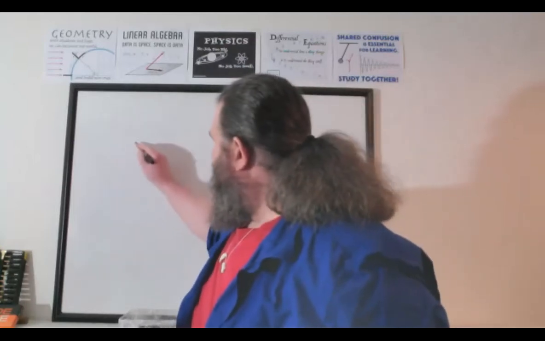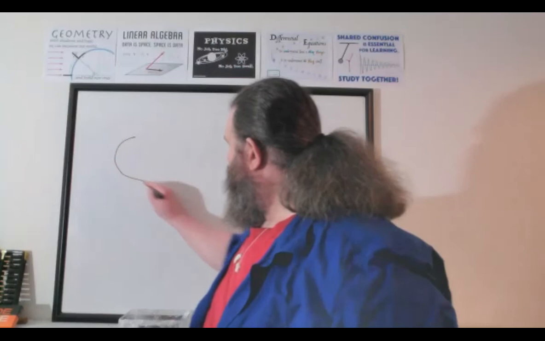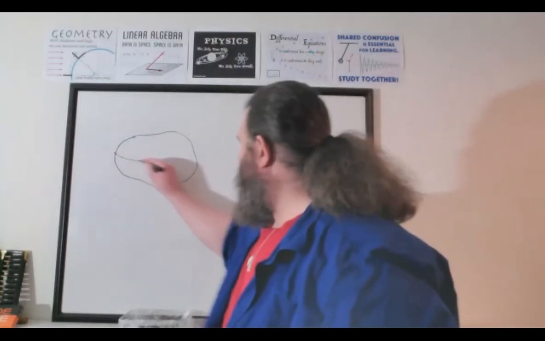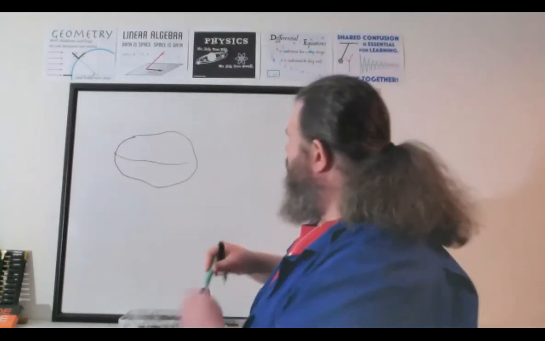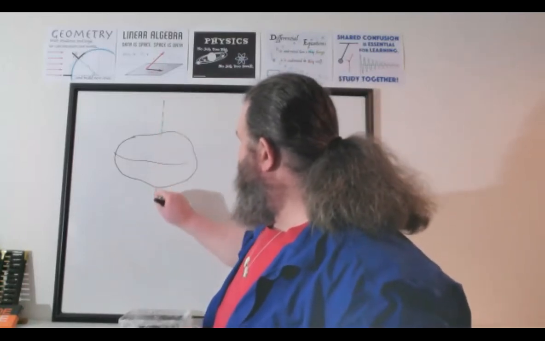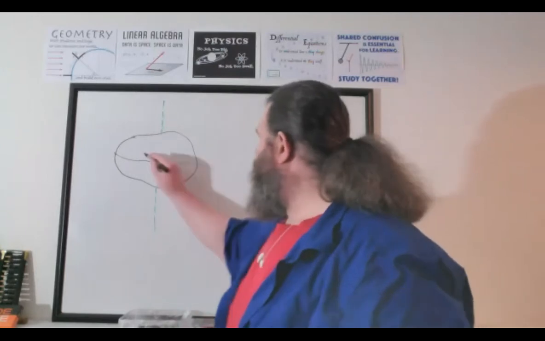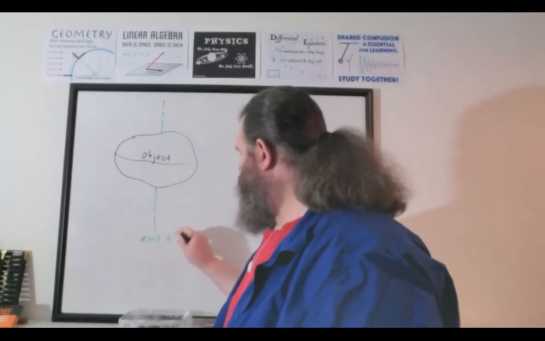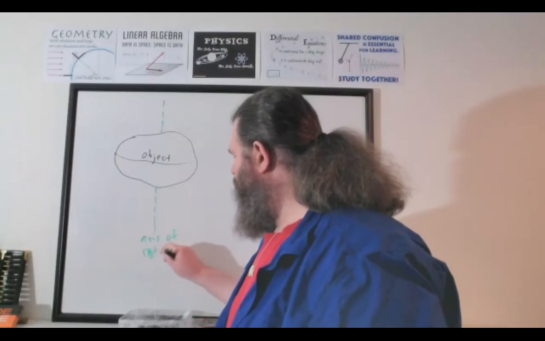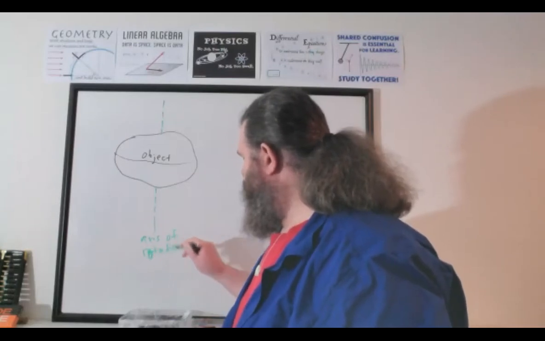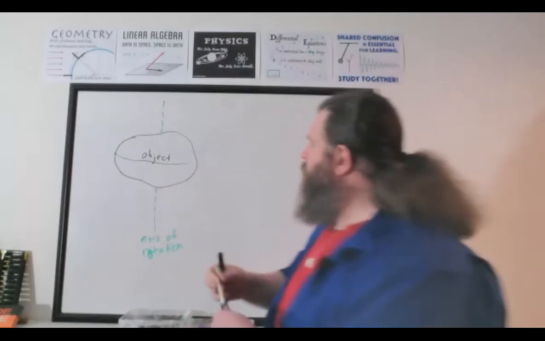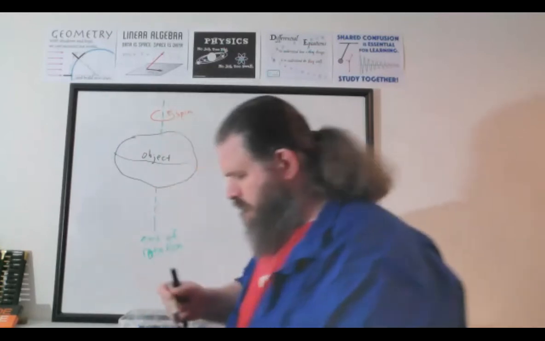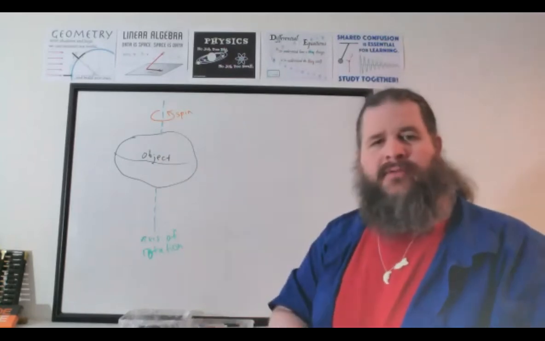So let's say we have some object, and it's spinning. Let's say this is some three-dimensional object spinning around some axis. So this axis of rotation, basically a linear pivot point. And we've got it spinning in this direction. So spinning, I guess that would be counterclockwise when viewed from above.